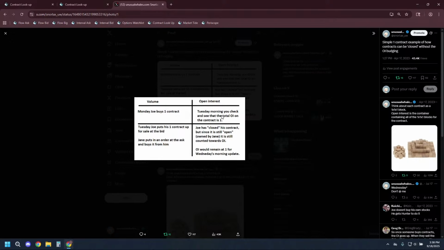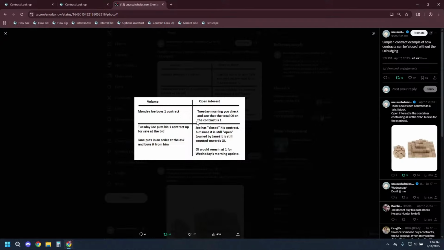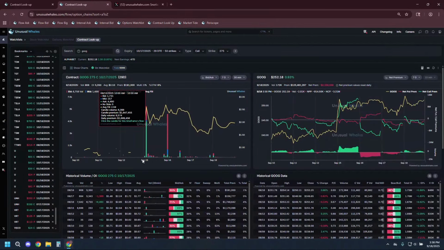On Tuesday morning, you check the open interest and you see that the open interest on the Google calls is 6,000 plus. Cool. Check. Right now, Tuesday, Joe puts his 6,000 contracts up for sale, and then Jane puts in the order and buys it from him. They've now been bought. Here's Jane taking the contracts from him.